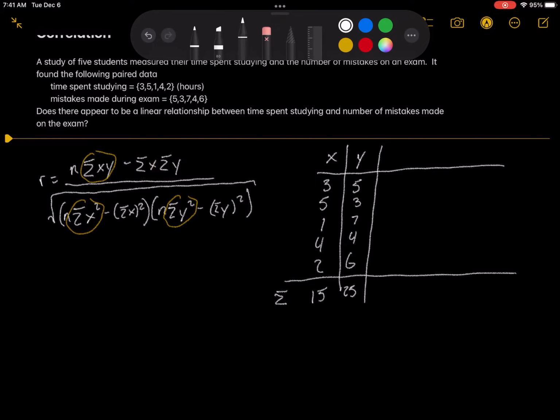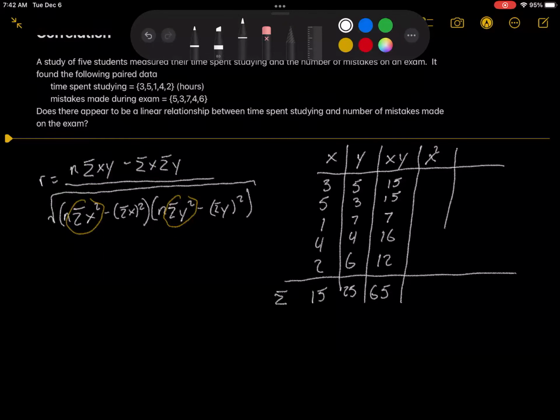I now need the sums of the product x times y's. So here's my x times y. So 3 times 5 is 15. 5 times 3 is also 15. 1 times 7 is 7. 4 times 4 is 16. 2 times 6 is 12. And if I add up the product of x, y's, I get 65. So now we have dealt with that sum. And all that's missing is the sums of x squareds and the sum of y squareds. So let's give ourselves those.